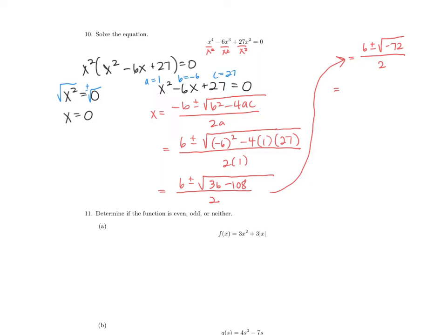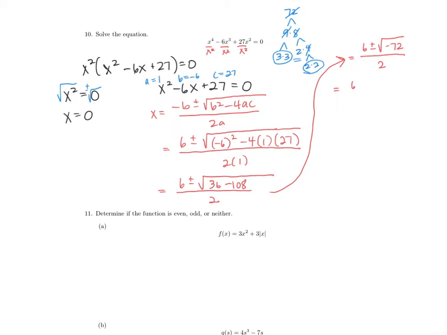72, that is 9 times 8. That's 3 times 3. 2 times 4. 4 is 2 times 2. All right, so a 3 will come out, a 2 will come out, a 2 will stay under. So that will be 6 square root of 2.